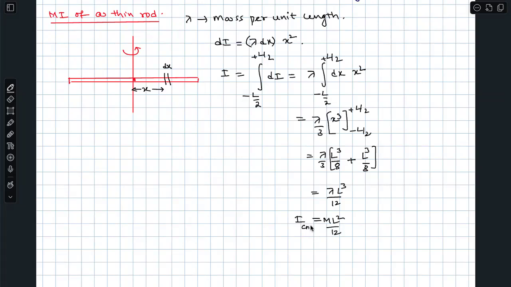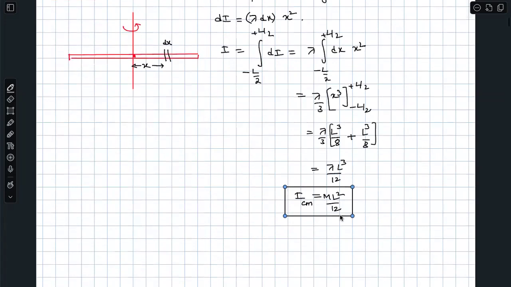Remember, the moment of inertia about an axis passing through the center and perpendicular to the length of the rod is this. This is ICM. I am not writing all that nonsense here. You know already, you can see that. If you want to find the moment of inertia about this end, okay, let this be I1. So apply parallel axis theorem.